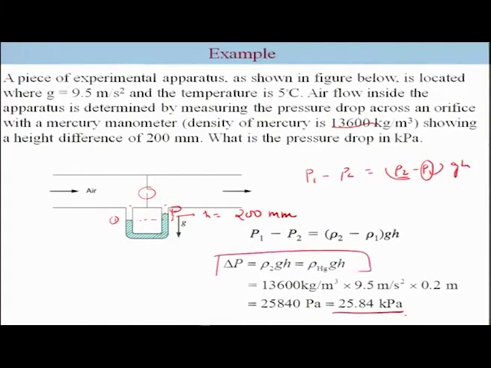So here we ignored rho 1 and simply wrote rho Hg GH, and that is what the value is. So, that will be the end of this lecture, where we discussed very quickly the temperature concept as well as the pressure. So, we will see you next time where we are going to review the energy conservation in the first law of thermodynamics.